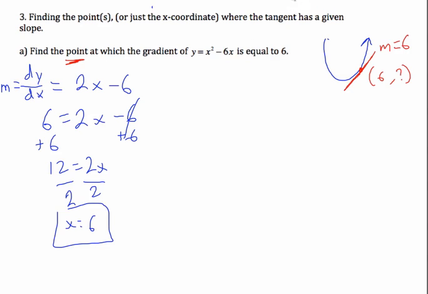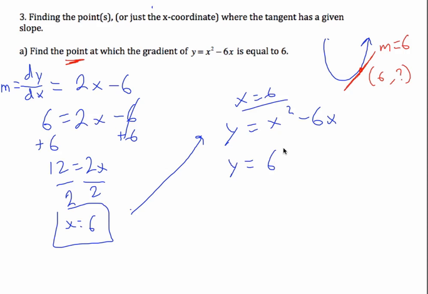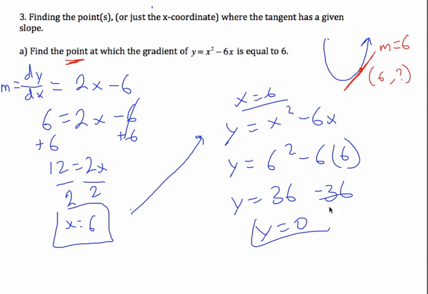Then we need to substitute the x value into the original equation. So we'll use y equals x squared minus 6x and substitute in x equals 6. y equals 6 squared minus 6 times 6. We get 36 minus 36, which equals 0. So the answer, the point here, is going to be 6 comma 0.